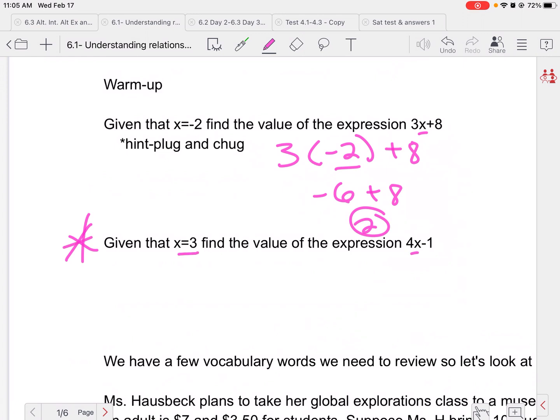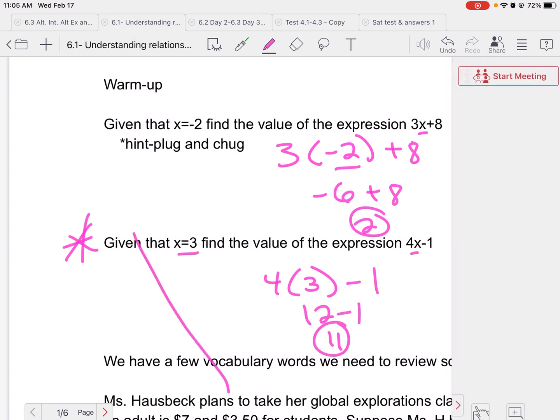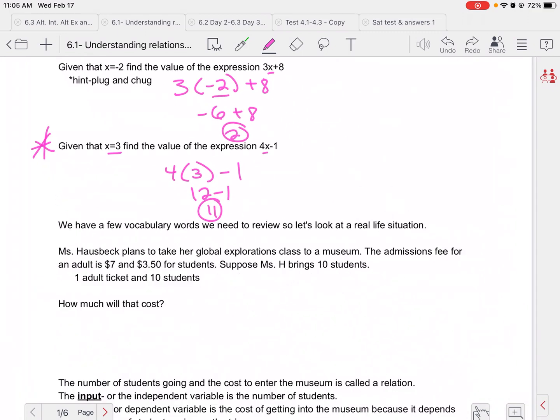So again, x is 3, so I'm going to plug in 3. So I'll have 4 times 3 minus 1, which would be 12 minus 1, which is 11. Okay. We will have a handful of new vocabulary words here.